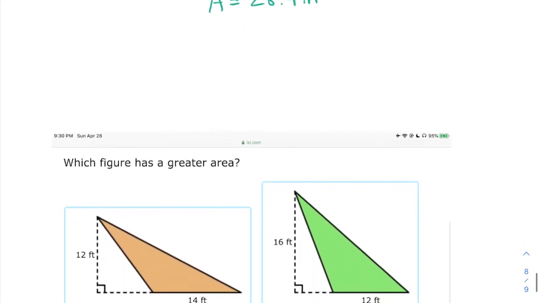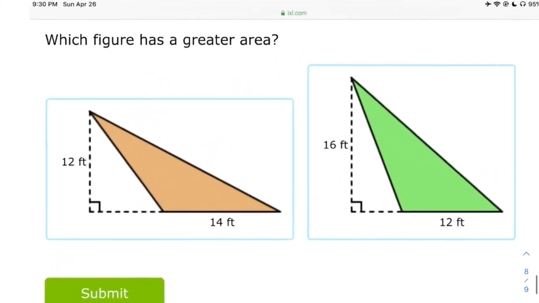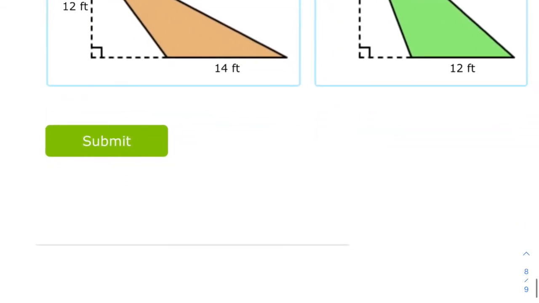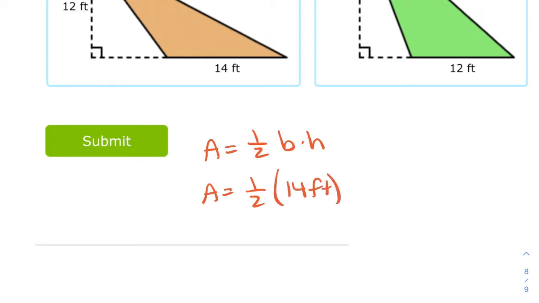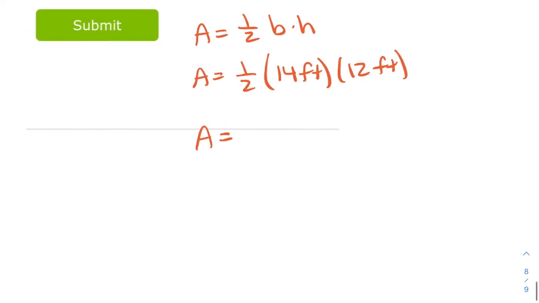All right. We're on to our last problems. I think I put 2 of them. Yep. So which one has the greatest area? So we are going to do 2 problems. We'll do area equals 1/2 base times height. So area is 1/2 of 14 feet times 12 feet. I can multiply this any way I want to. I could do 14 times 12, which is 168.